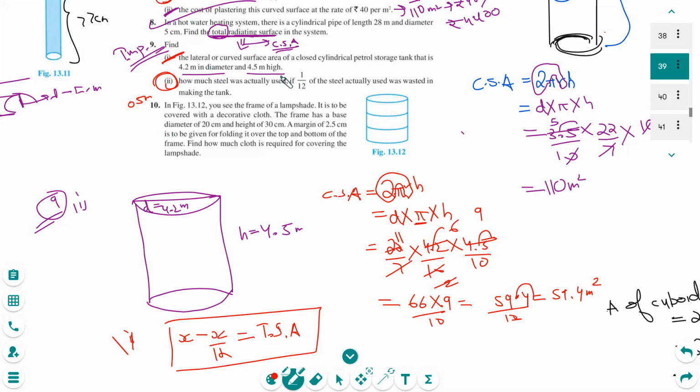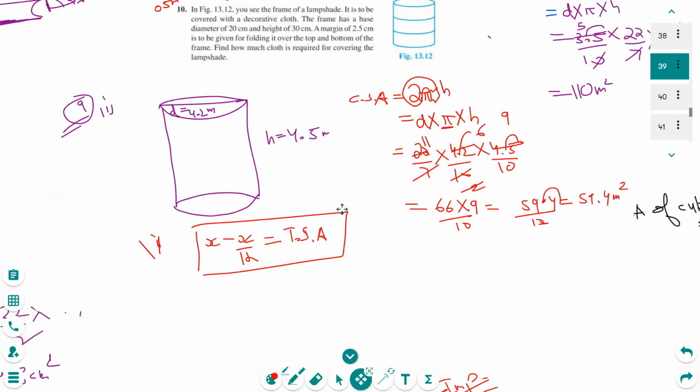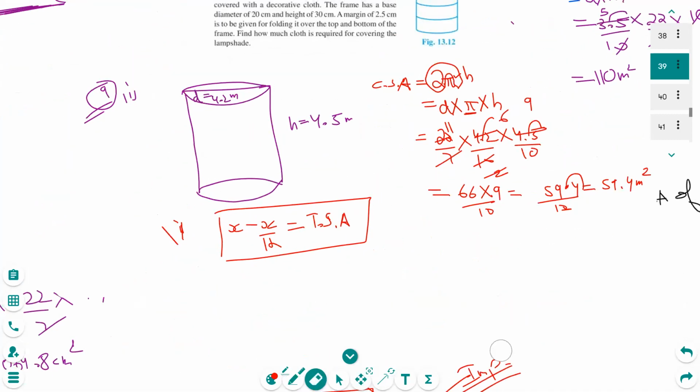Sir, in this one a cylinder has been made, so for it we wasted 1/12 of the steel, and from the remaining we made the cylinder. Very good. So while we were preparing that total surface area, 1/12 got wasted from that X part. So this is the part that I wanted to explain. And this will surely help you stand out from other students. Okay, so let's solve this.